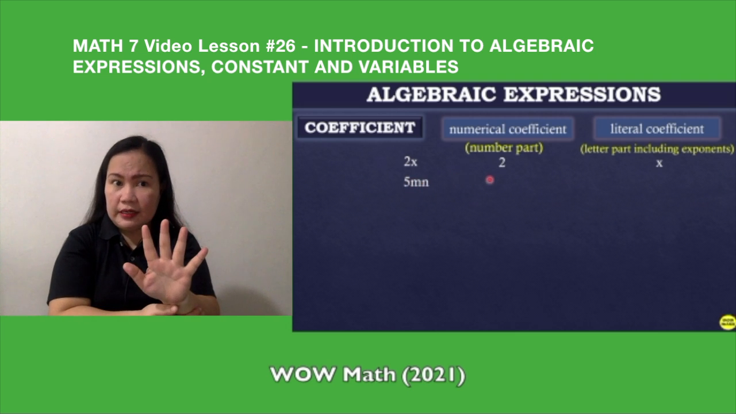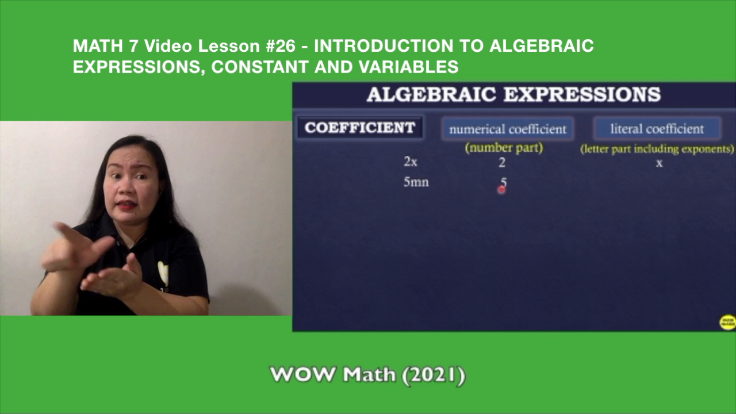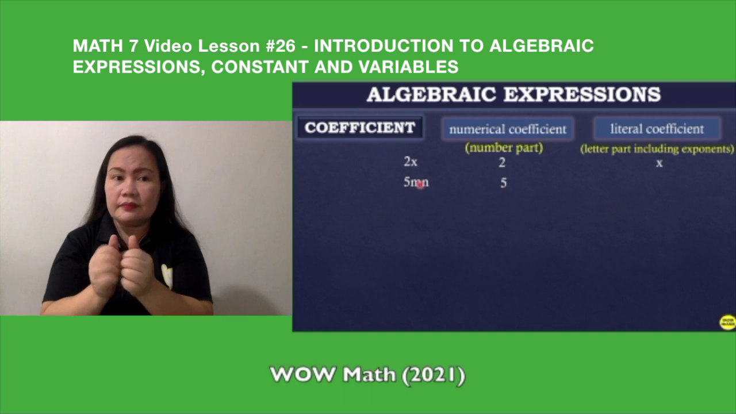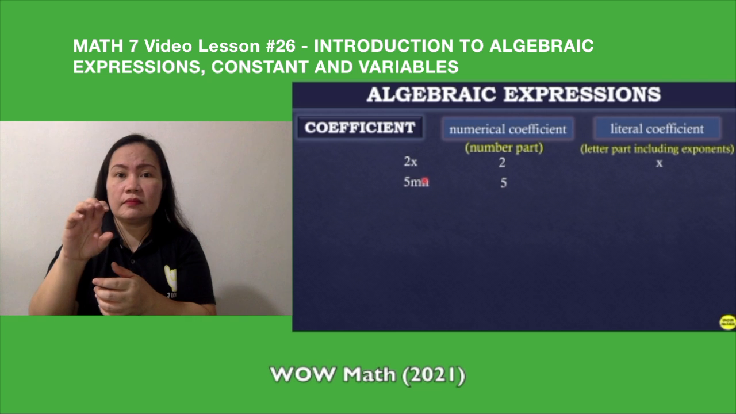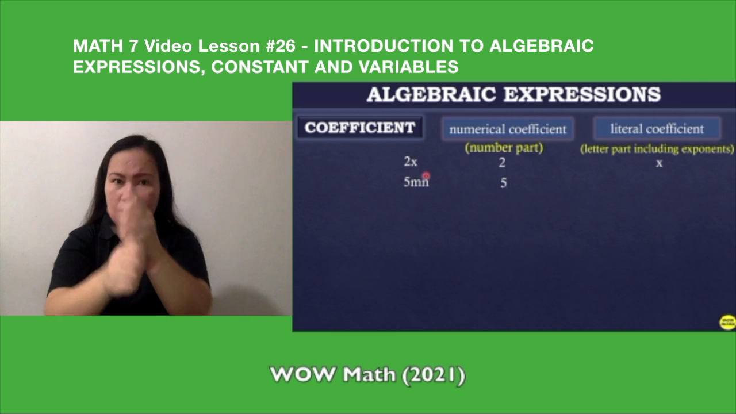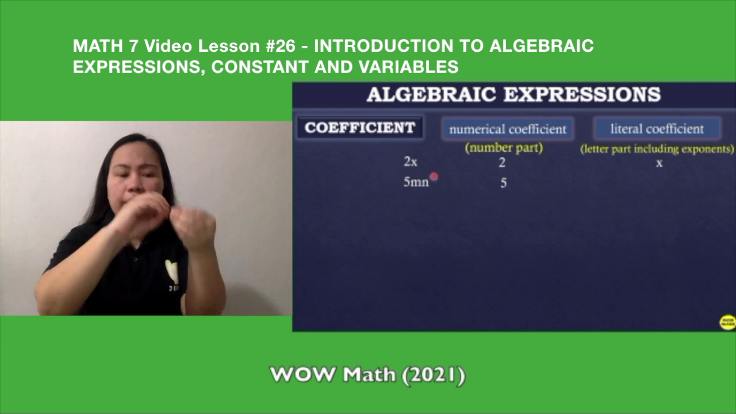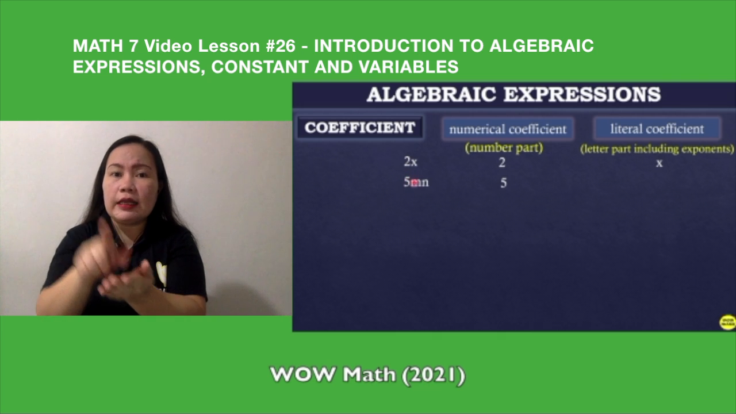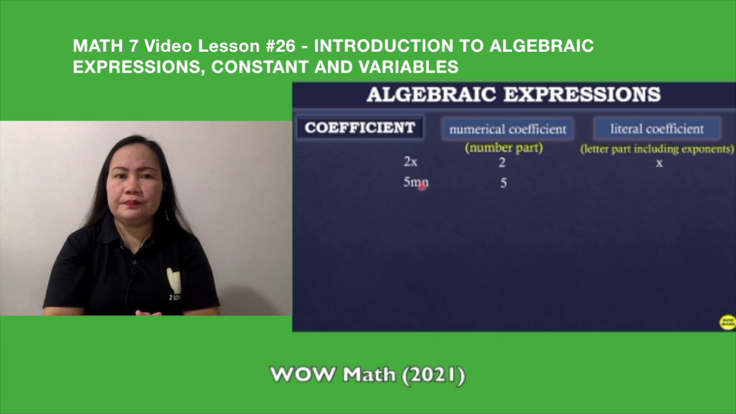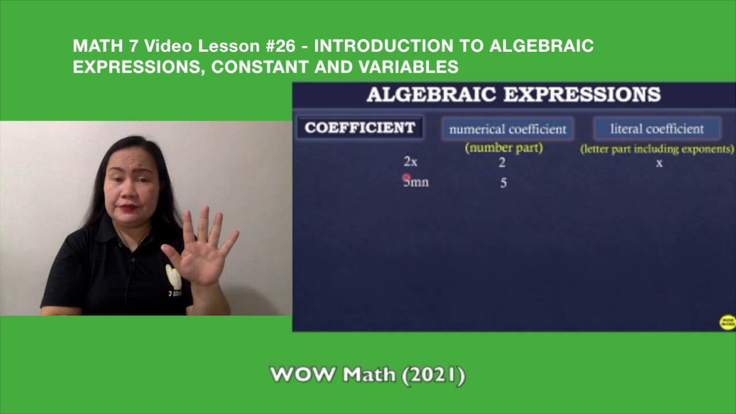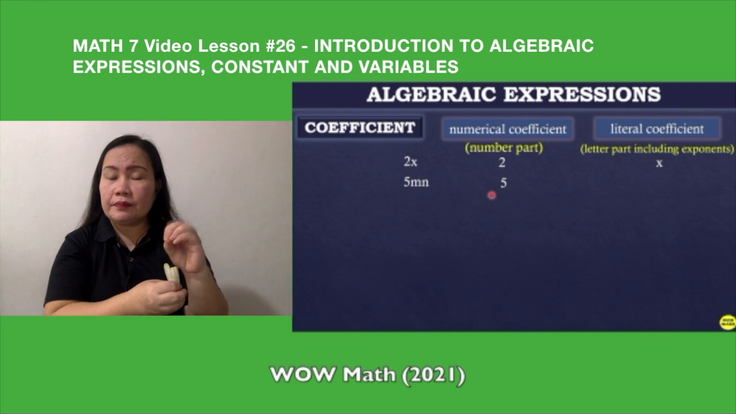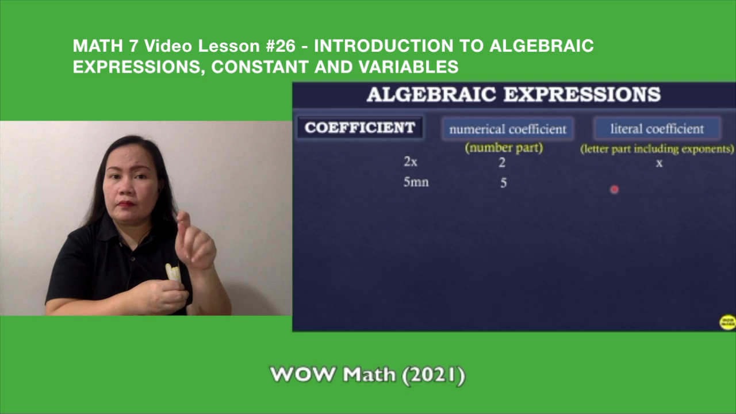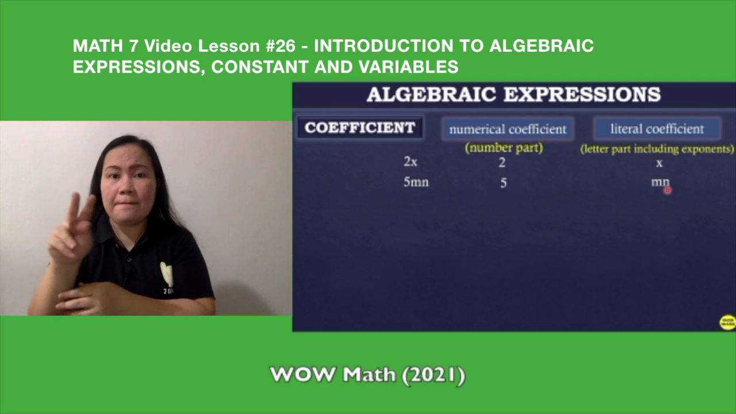5mn. So, the numerical coefficient, yung number part, that is 5. And then, since magkasama sila, so again ha, ang coefficient po ay makukuha lang po natin kapag magkasama po yung ating number and variable. Okay? So, 5, this is the numerical coefficient. And then, ang literal coefficient natin is mn.